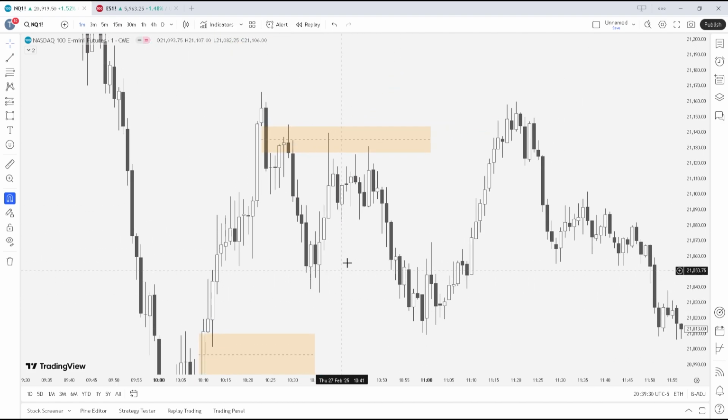So that's how you can use the consequent encroachment of the fair value gap, and it can definitely show you some very good signatures for bullish or bearish price action. So make sure you guys are looking at the 50% mark of your fair value gaps.